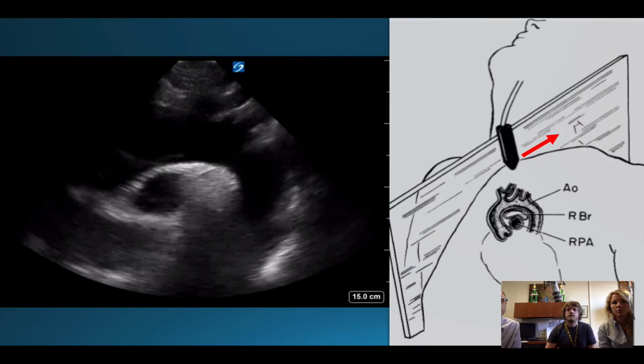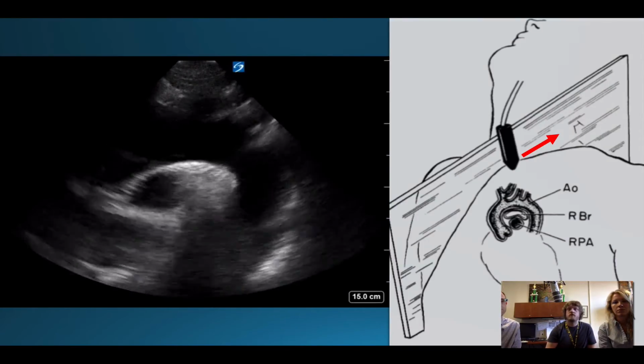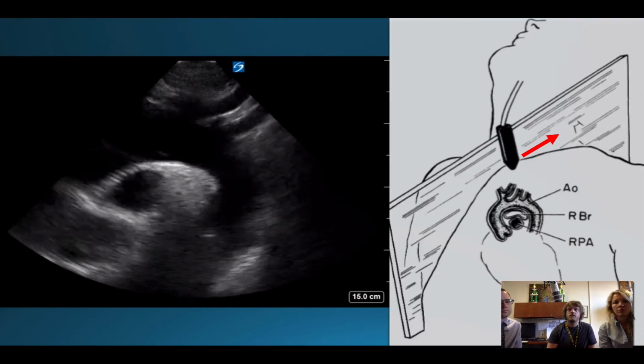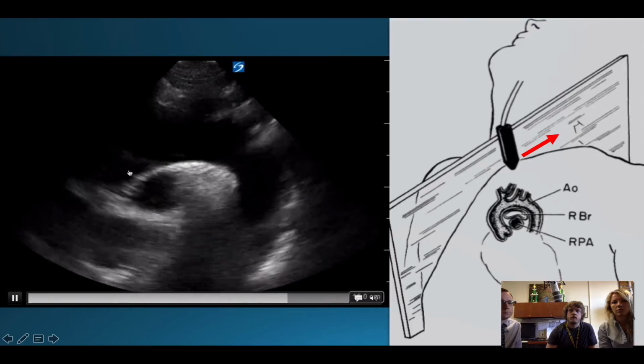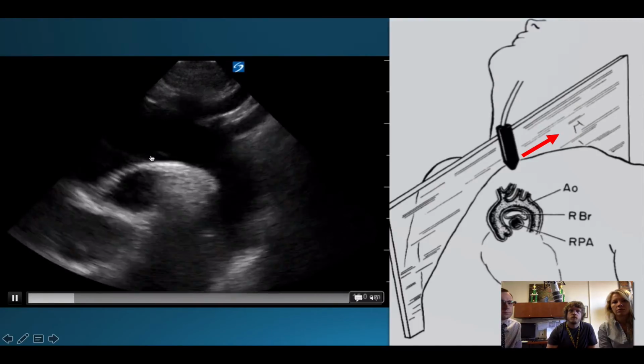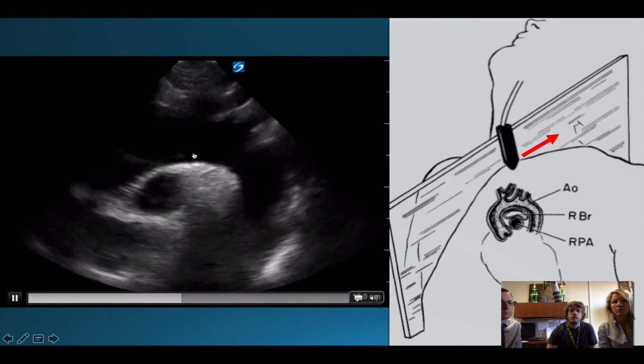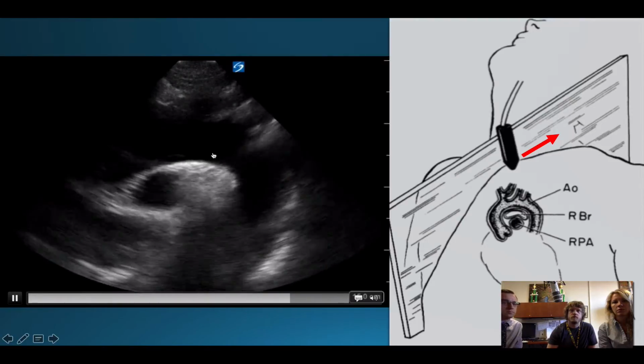Back to our patient. This was his view of his aortic arch, and if you look very closely, you can see a dissection flap just above where the right pulmonary artery comes through.